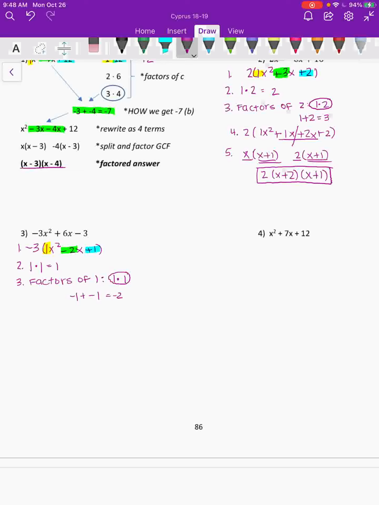So these are the only factors of 1, but those are also the numbers we're going to use to get -2. We just have to make them negative, which is okay. We can do that, because if I multiply -1 and -1 together, I'm going to end up with a +1 as my last number, C.